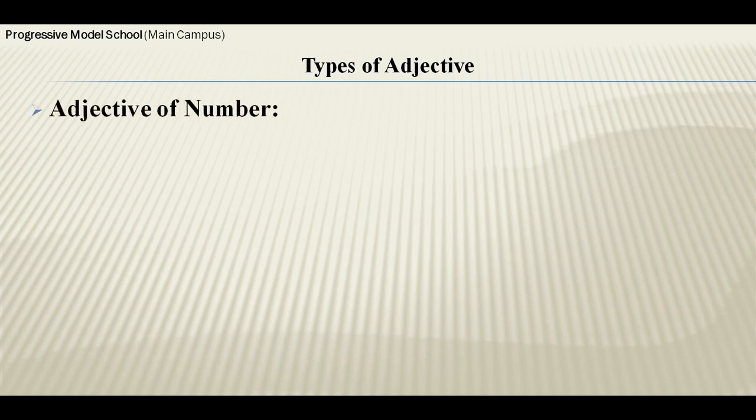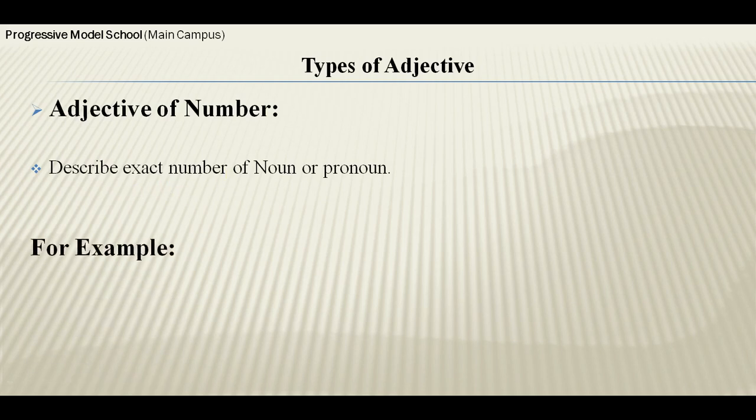Now look at the next type, that is adjective of number. These are words that describe the exact number of a noun or pronoun. Note the words exact number. For example, Ali has 4 apples. The word 4 is the exact number of apples Ali has. Adjective of number generally gives the answer to how many in a sentence. If there is only one apple, then we can say Ali has an apple. So words like 8, 10 or any such numbers are adjectives of number.